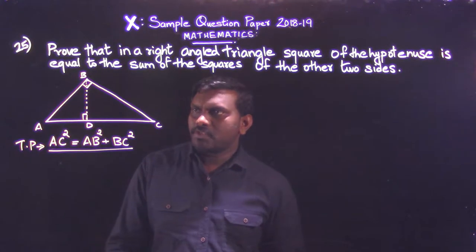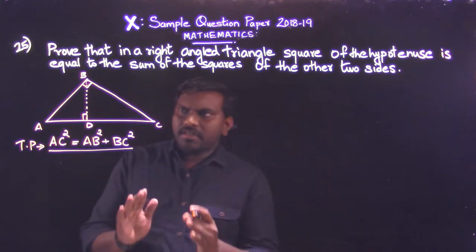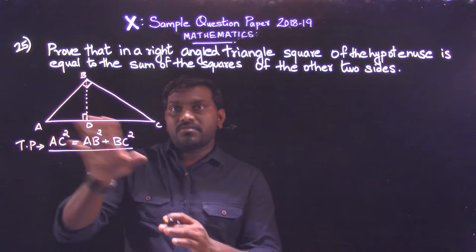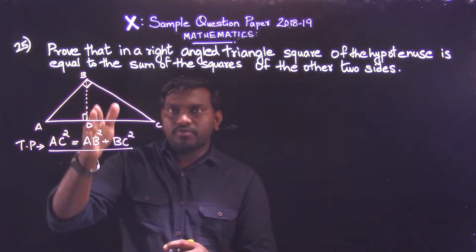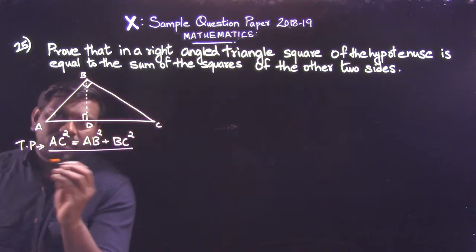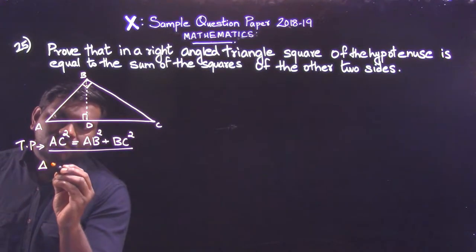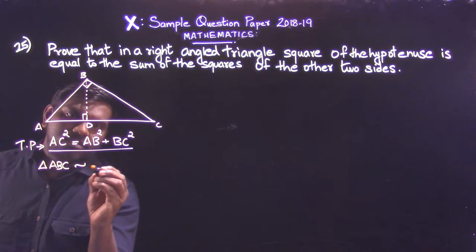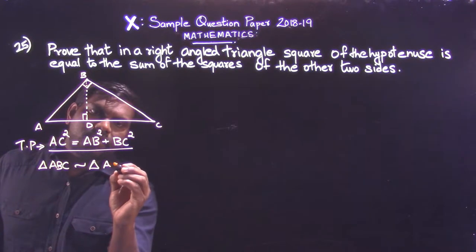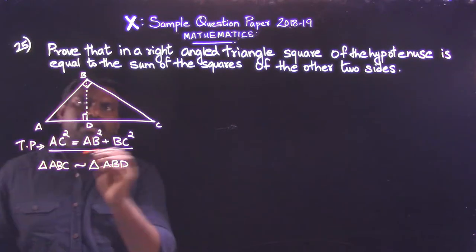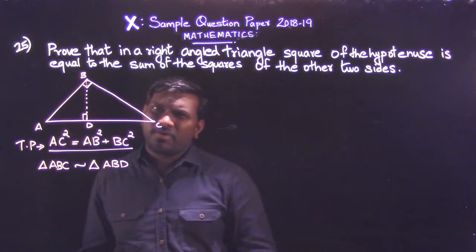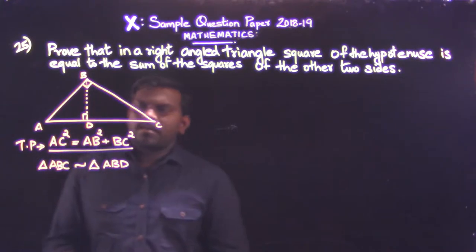Clear? So what I'm going to do is take two triangles at a time. As you know, when you split the big triangle into two, the small ones and the bigger one are going to be similar. So what is going to be similar? Let's see. Triangle ABC is similar to triangle ABD, or ADB, because you have studied in the theorem, I think 7.6, that these two triangles are going to be similar.